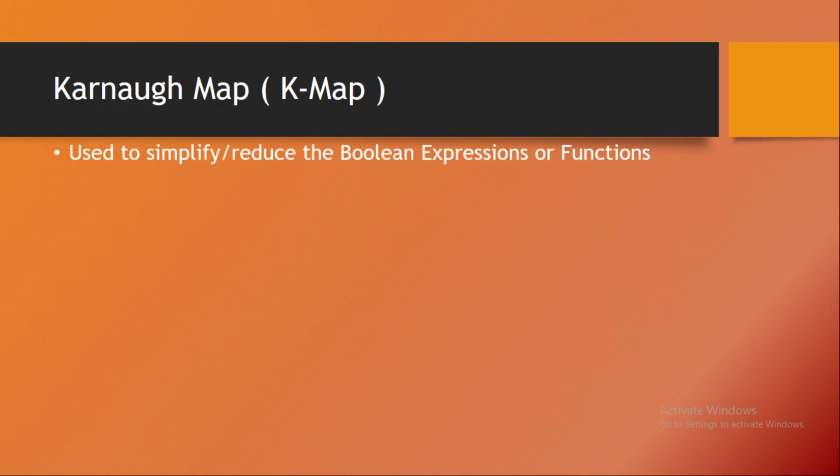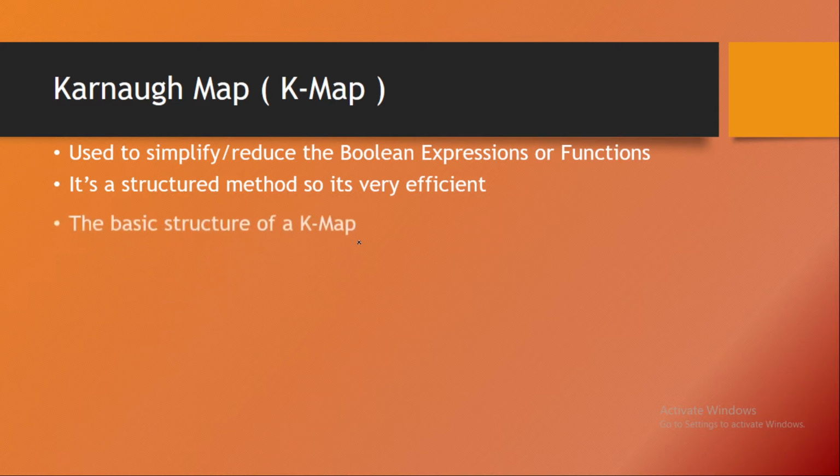As you know, KMAPs are usually used to simplify or reduce the Boolean expressions of functions. When we have a huge Boolean expression, it's a requirement to simplify it so that we can get more efficient hardware, and it'll also be more portable. KMAP is really a structured and very efficient method to simplify Boolean expressions. So let's try to understand the basic structure of a KMAP.